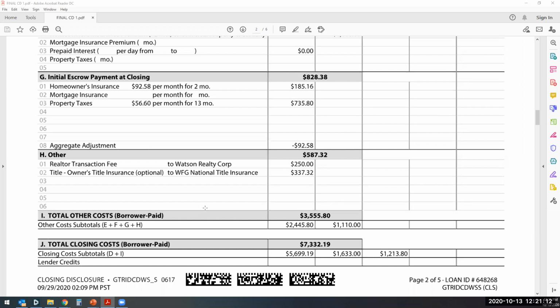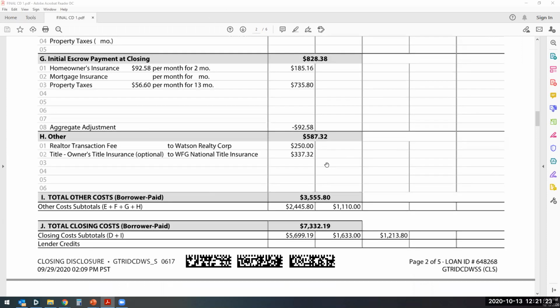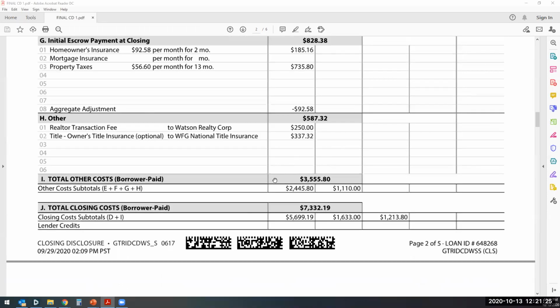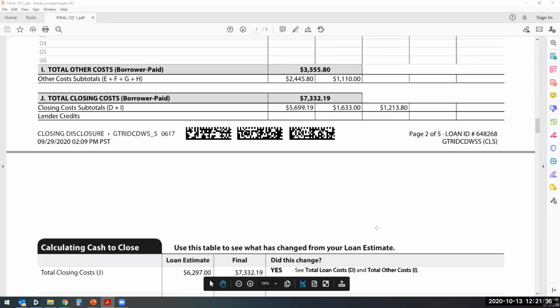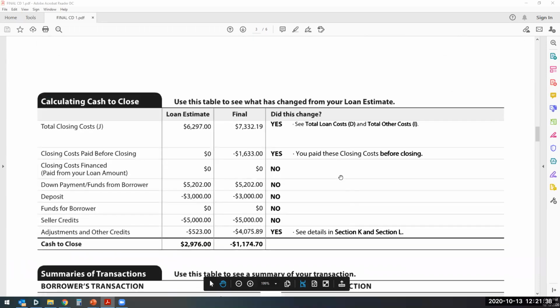So the cash to close should be exactly the same to the penny. Okay, and the owner's title policy will be charged in this line as well. So this is the total of number I, and then J is the total closing costs. So in this case, around $5,699.